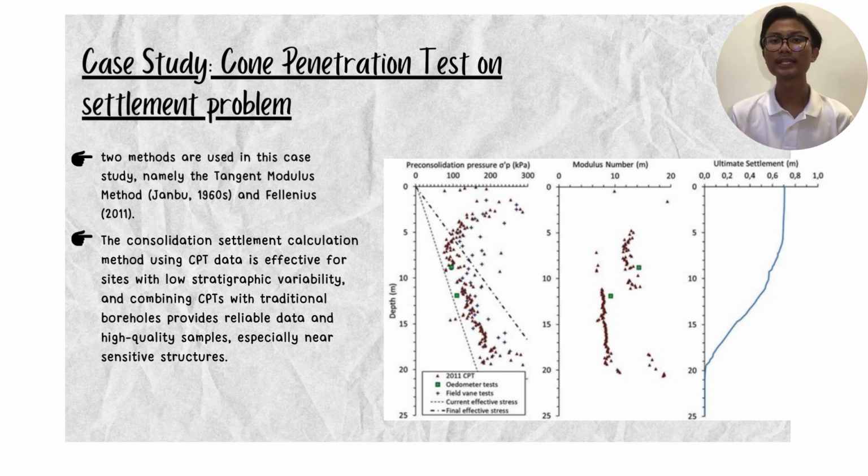In conclusion, the CPT-based method captures the settlement time curve and is recommended for sites with low stratigraphic variability. Spacing out CPTs and using more CPTs near sensitive structures, along with traditional boreholes, ensure reliable data and high-quality samples for lab testing. That's all from me.